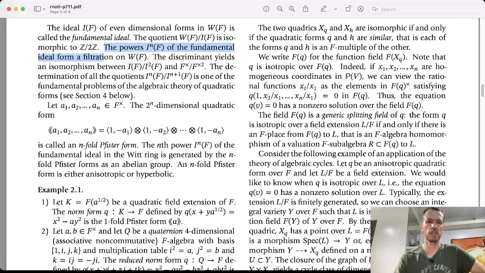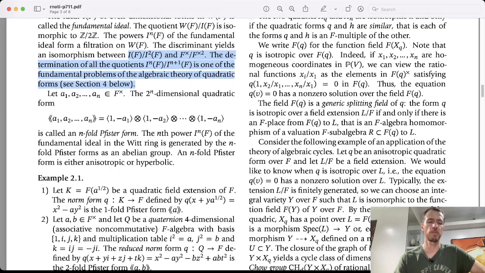The discriminant yields an isomorphism between I(F)/I²(F) and F×/(F×)². The determination of all the quotients Iⁿ(F)/Iⁿ⁺¹(F) is one of the fundamental problems of the algebraic theory of quadratic forms. See section 4 below.